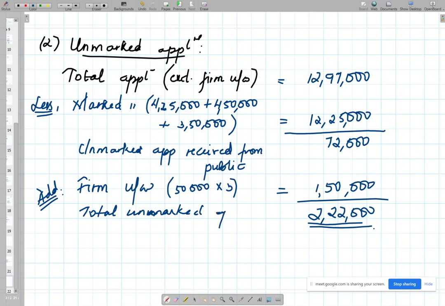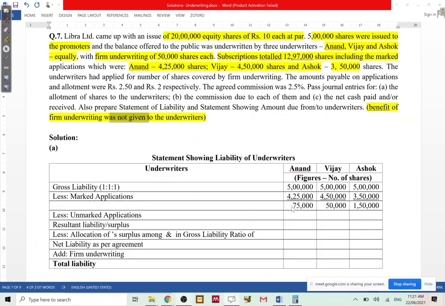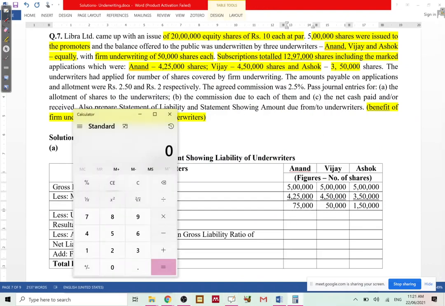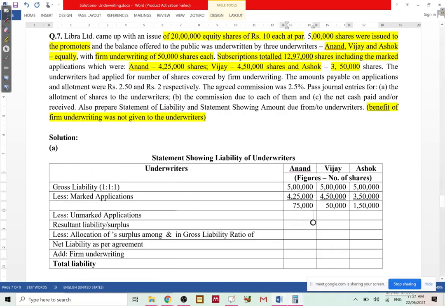unmarked applications. And what are we going to do with these? Distribute in gross liability ratio of 1:1:1. So a simple divided by 3, 2,22,000 divided by 3 and you get 74,000 each. If you want the calculations. Okay, 74,000, isn't it? So unmarked applications are 74 and 74,000. Is that clear?